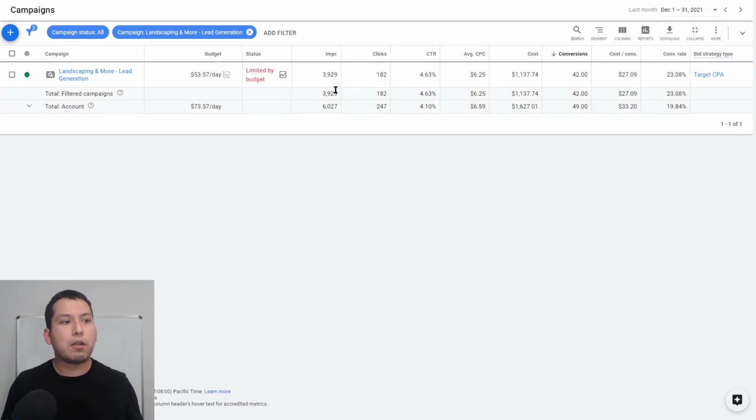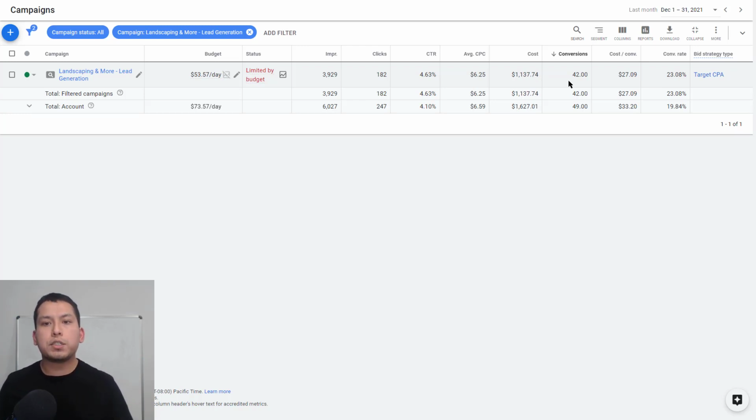There it is. So it's still the same budget in December. We got roughly the same number of impressions, a little bit fewer clicks, 182 clicks, and a lower click-through rate. This is most likely because of the holidays. In the holidays, things do tend to slow down in every industry. And the average cost per click stayed about the same, maybe a few cents higher, a $1,137 ad budget, 42 conversions, and still under that $30 cost per conversion sweet spot, and the conversion rate was 23%. Not too bad, right guys?